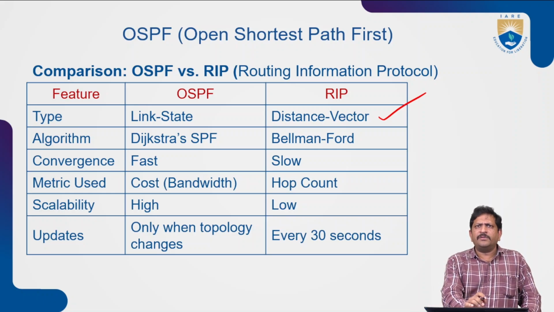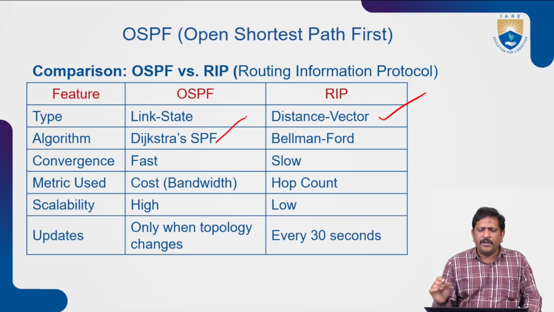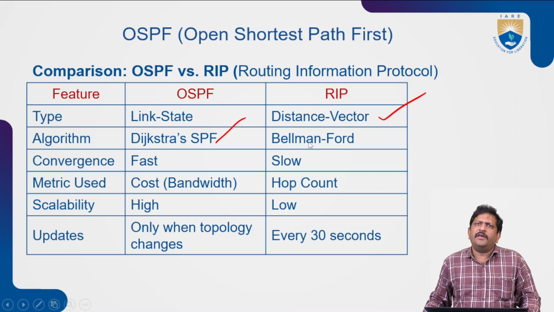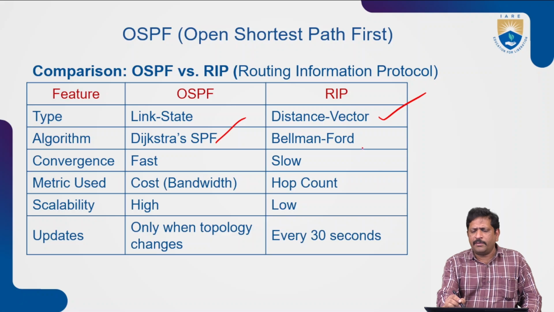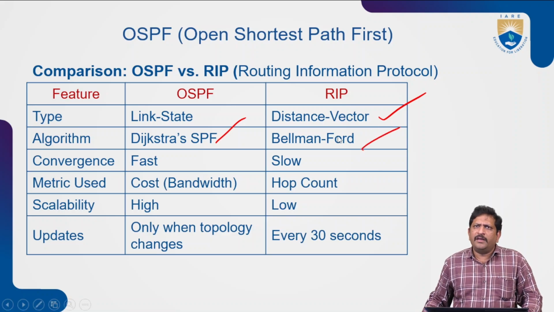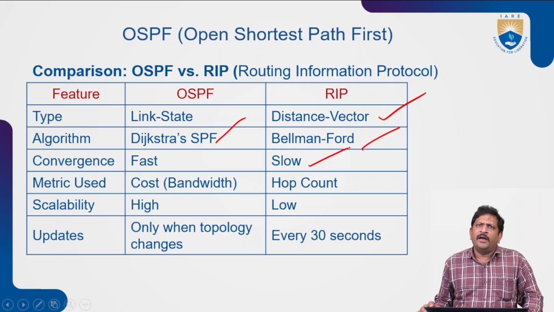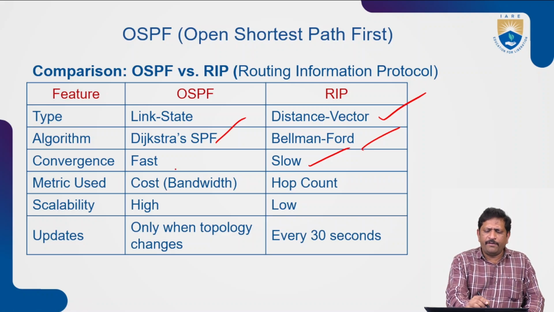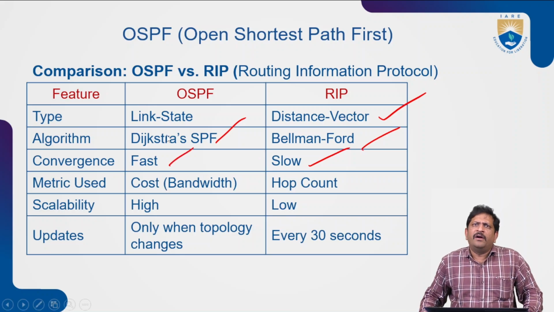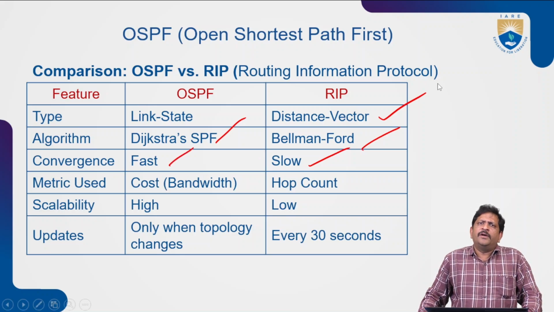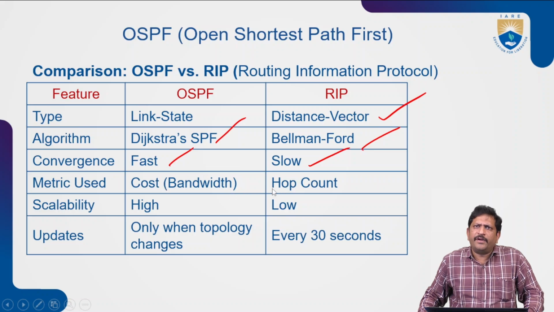For that, the Dijkstra algorithm is used for OSPF to find the best path, and for RIP the Bellman-Ford algorithm is used. But the Bellman-Ford algorithm is very slow compared with the Dijkstra algorithm used in OSPF. The Dijkstra algorithm is very fast, finding the best and most effective path from the source to other destinations.